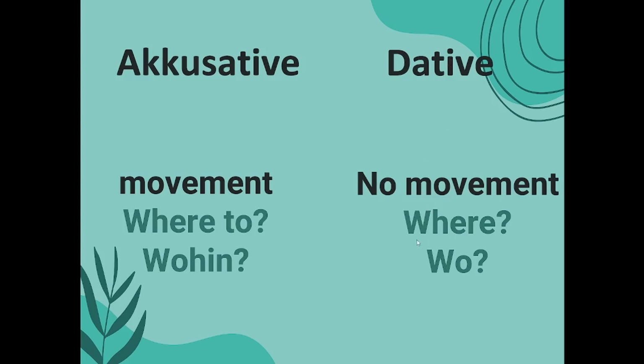How will you identify it? You have to ask wo. If the answer to wo is where there is no movement. So say for example, if there is a ball in front of a box, you will say the ball is in front of the box, then there is no movement. There you will use the dative case. I'll explain with more examples and images.